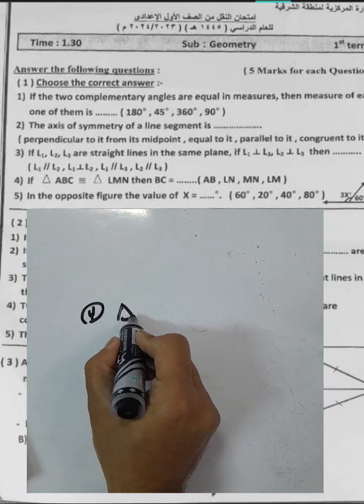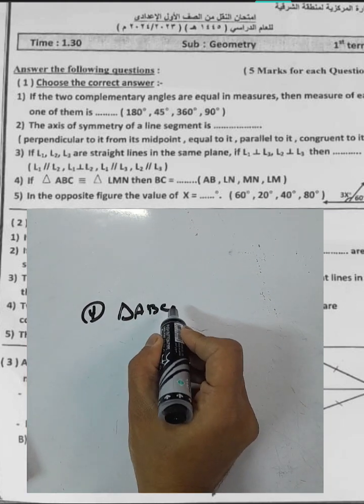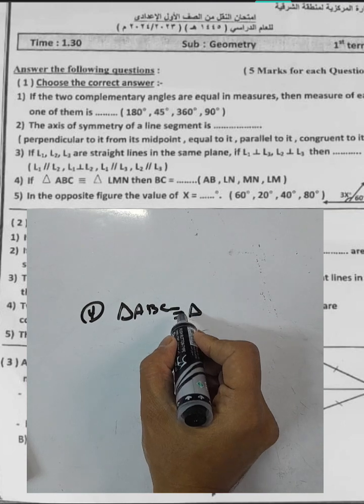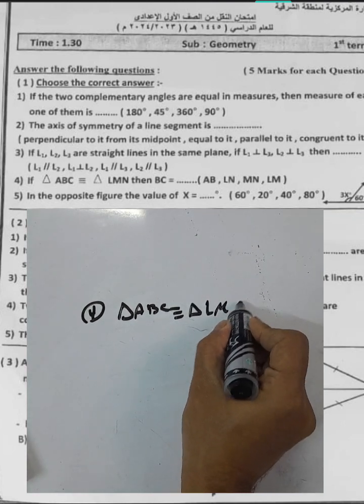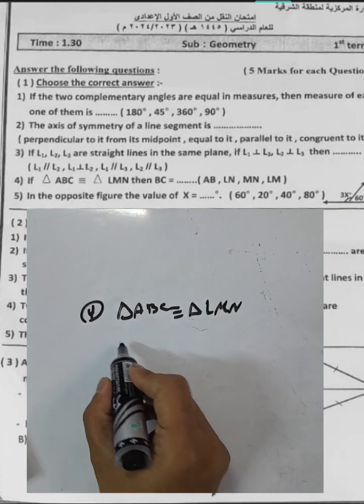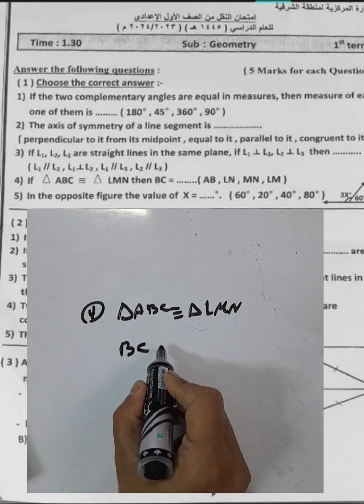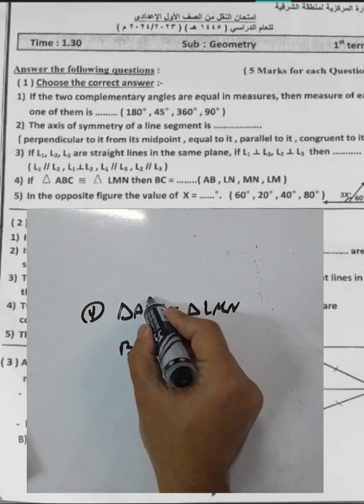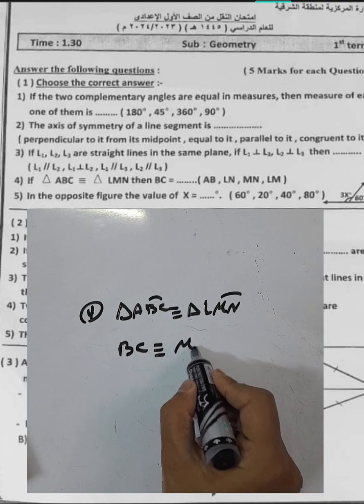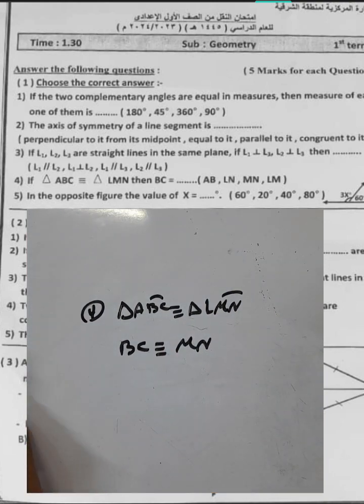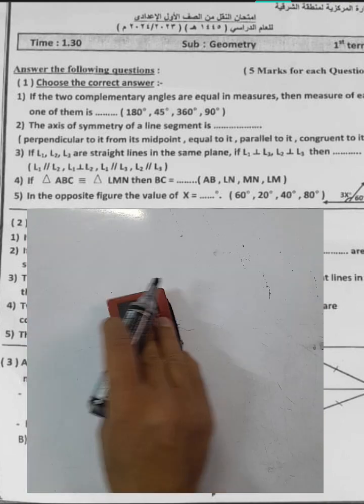Triangle ABC congruent to another triangle LMN, then BC will be congruent to MN. Okay, next question.